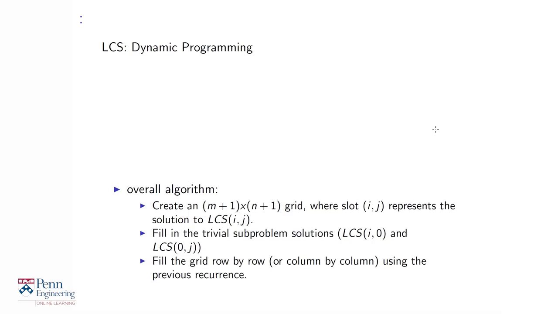To do this, we can create an m plus 1 by n plus 1 grid. Why m plus 1 by n plus 1? Well, the string S has m symbols in it, S_1 through S_m, but we also want to allow the index into this string to start at 0, because that's the base case we know how to solve. So the rows are going to be indexed from 0 through m, and the columns are going to be indexed from 0 through n. And if you think about it, that's m plus 1 by n plus 1.